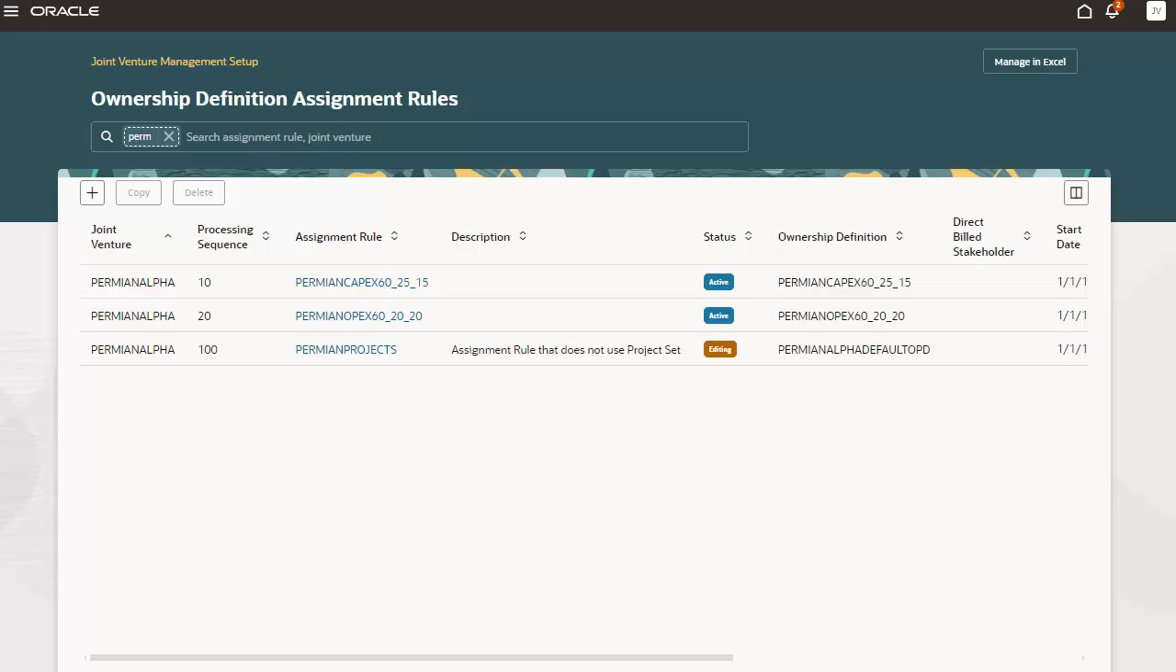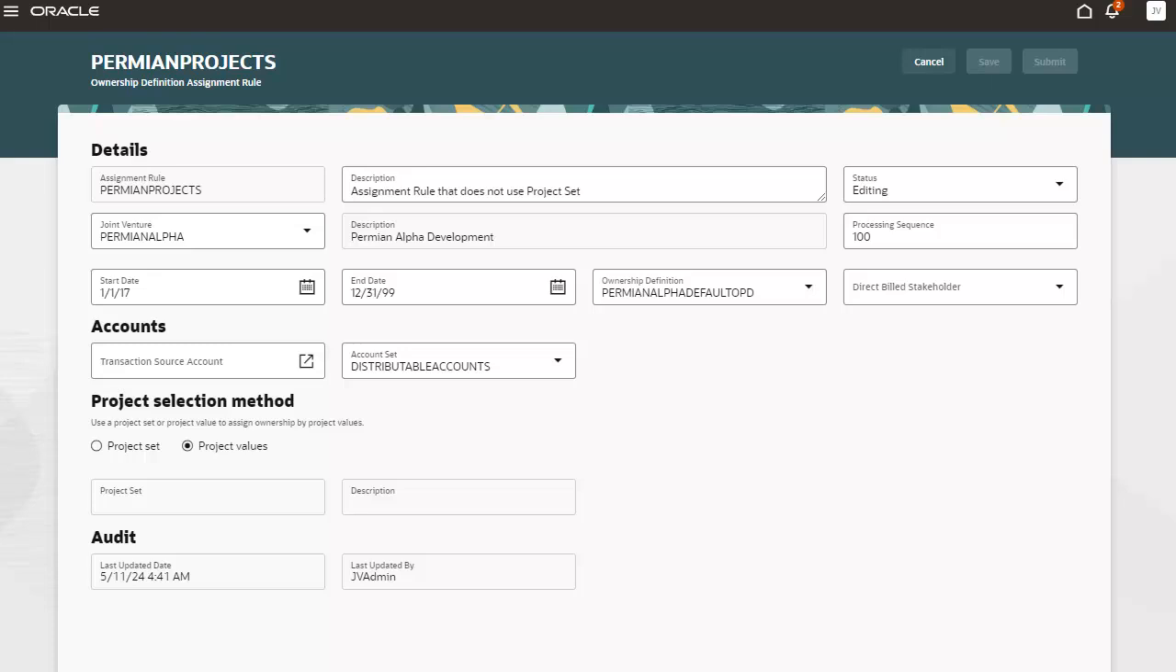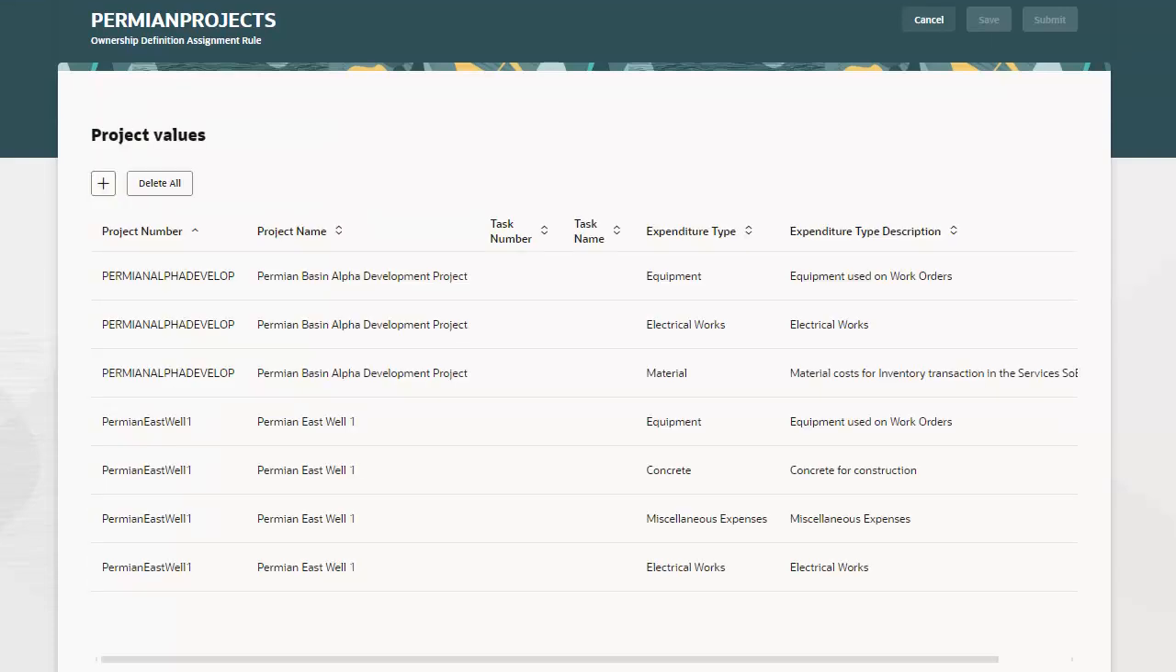Here is an assignment rule that uses the project values instead of a project set. The project selection method is project values. Here, I have specified the project values individually. As you can see, using a project set is much more flexible than project values.